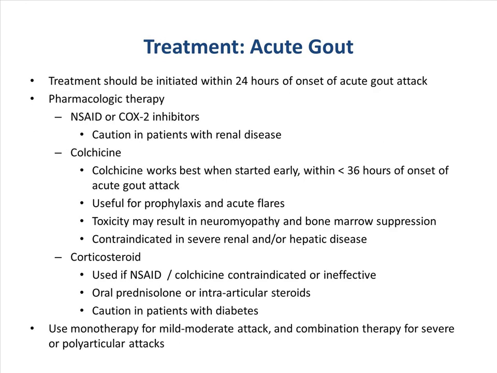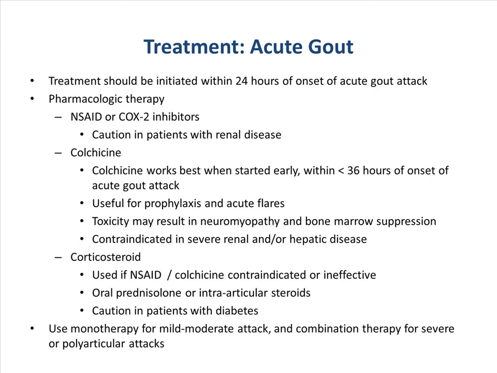Treatment in acute gout should be initiated within 24 hours of the onset of the acute attack. Pharmacologic therapy for acute gout include non-steroidal anti-inflammatory drugs, COX-2 inhibitors, colchicine or corticosteroids. The rule of thumb is to consider monotherapy for mild to moderate attacks and combination therapies for severe or polyarticular attacks. NSAID or COX-2 inhibitors must be used with caution in patients with renal disease.